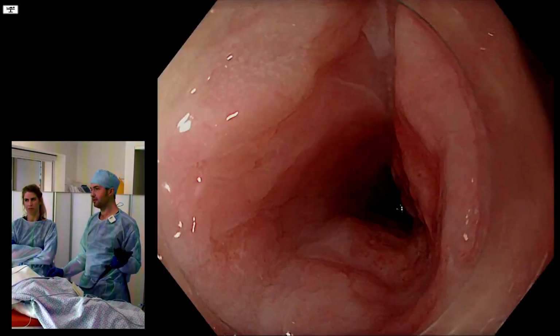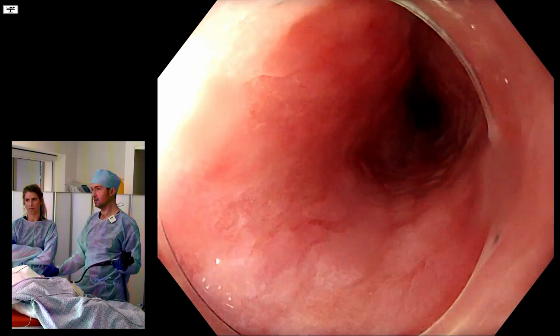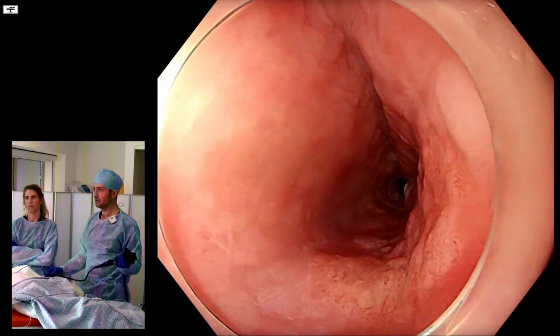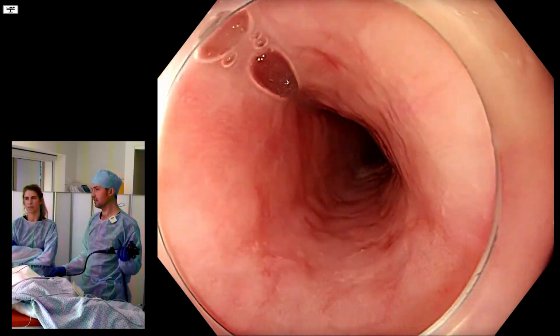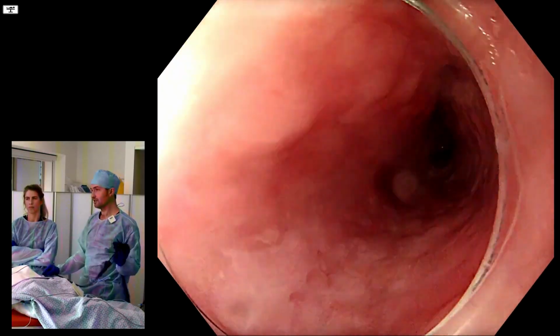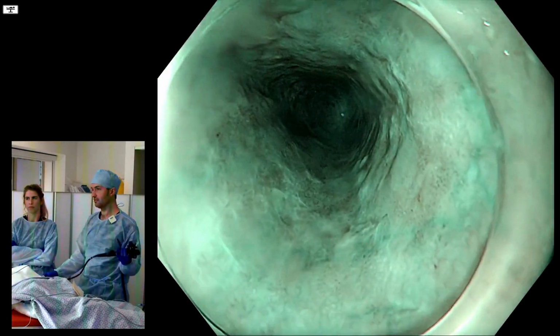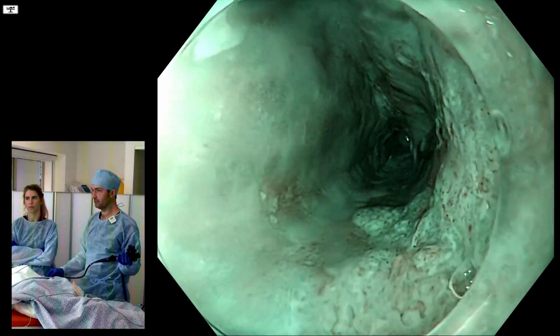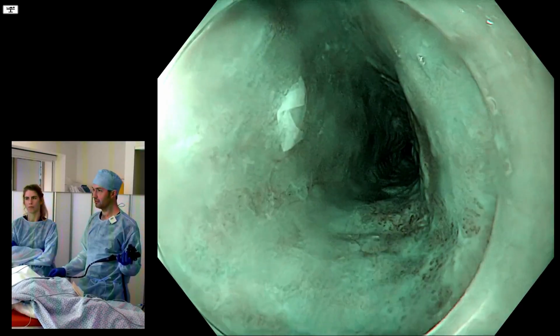So let's push by it again in white light. So let's come back. And while it's now probably obvious and clearly there, and I'm also, by the way, using a cap that makes it more obvious, it's much, much more obvious in NBI. In this example with an Olympus 1500 endoscope.